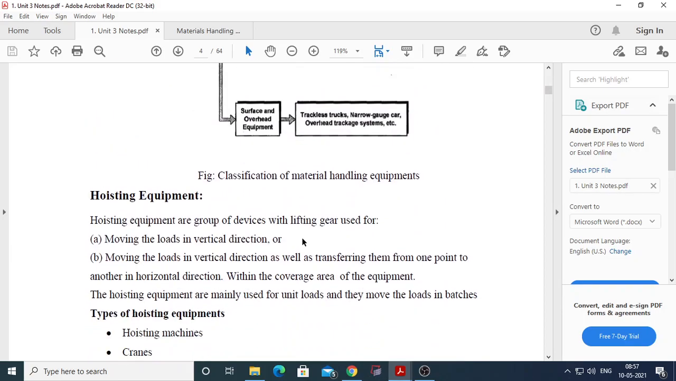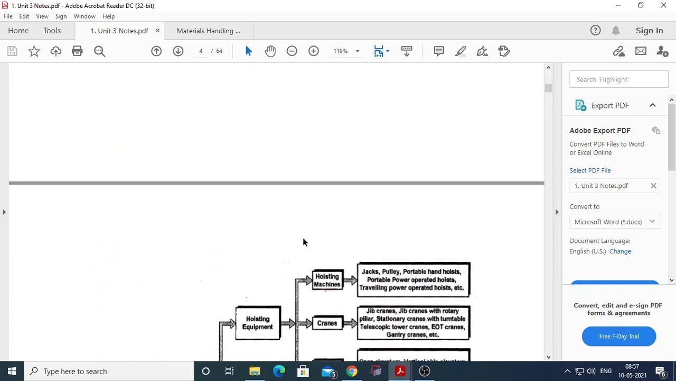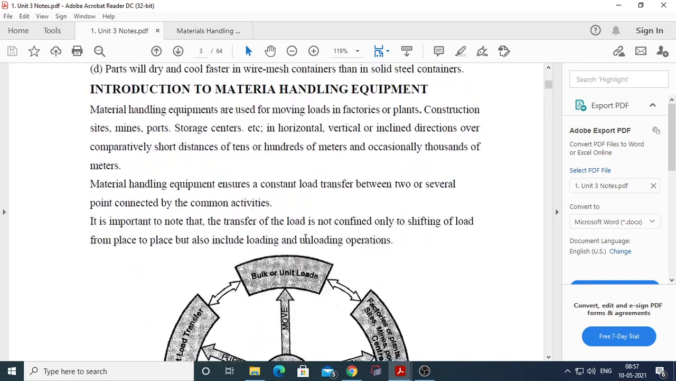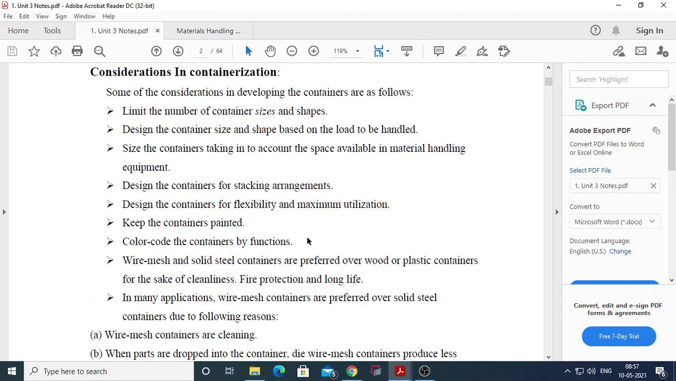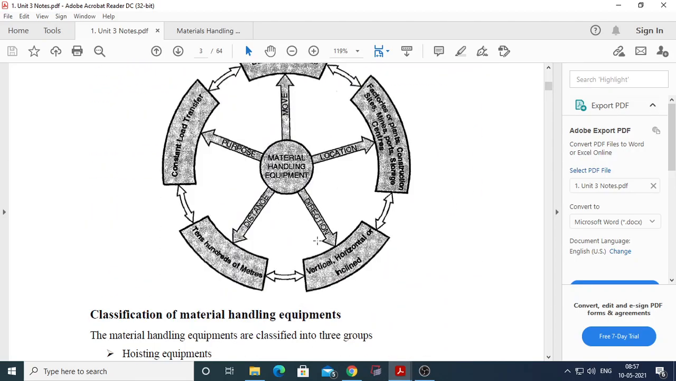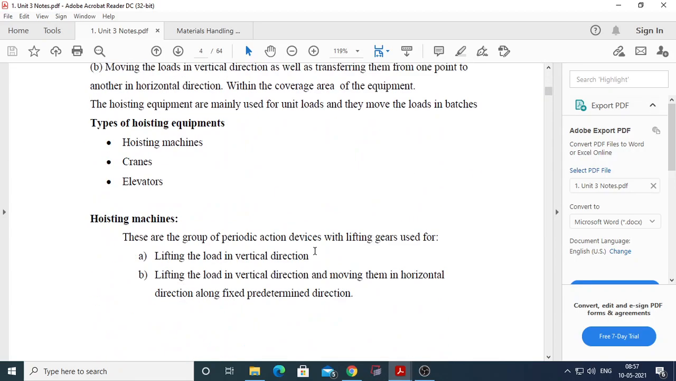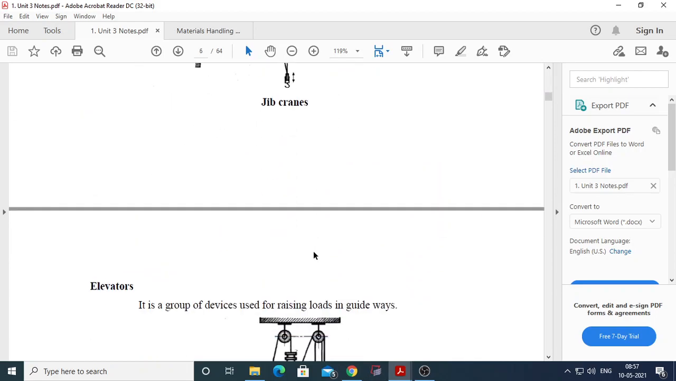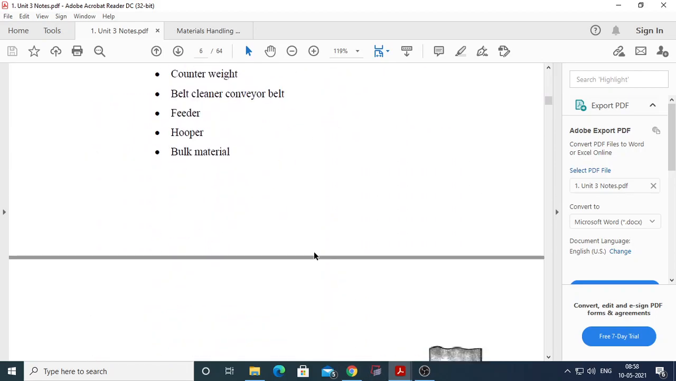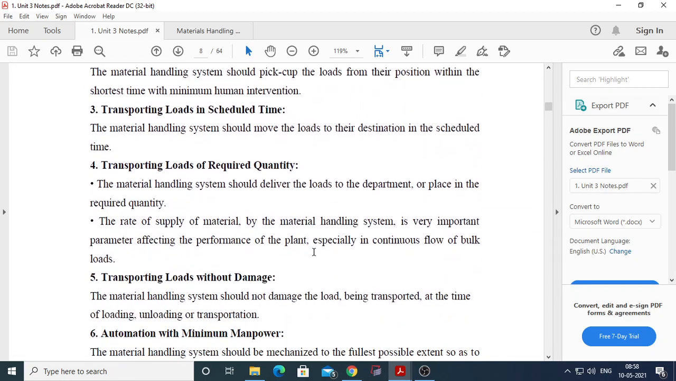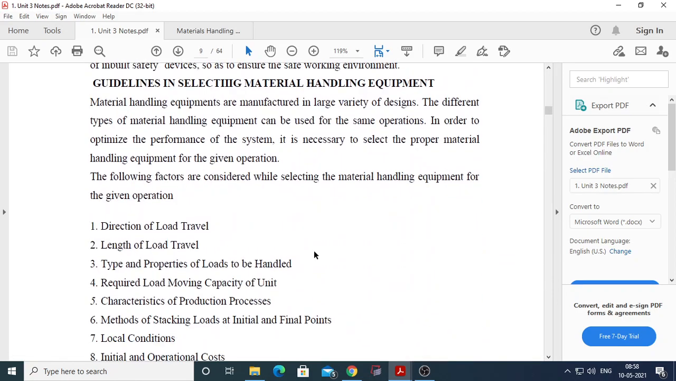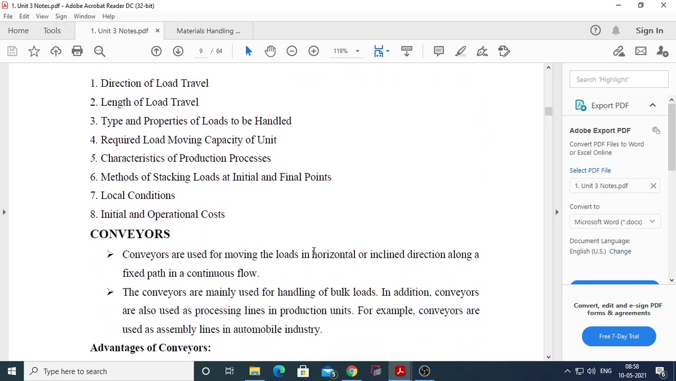In these guidelines there is handling equipment; I have already explained this classification. Containerization. Guidelines for selecting material handling equipment. The objective we have seen, and these guidelines are given.